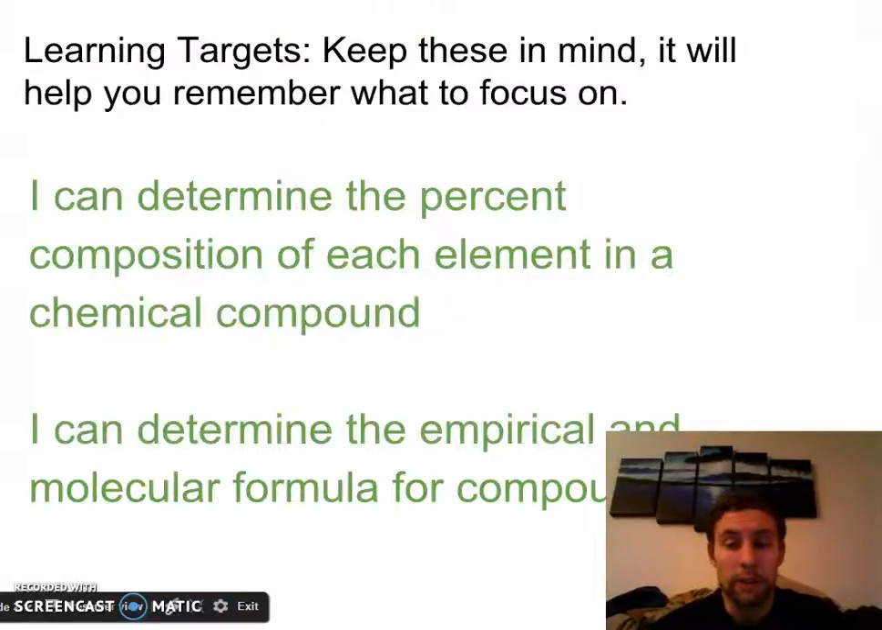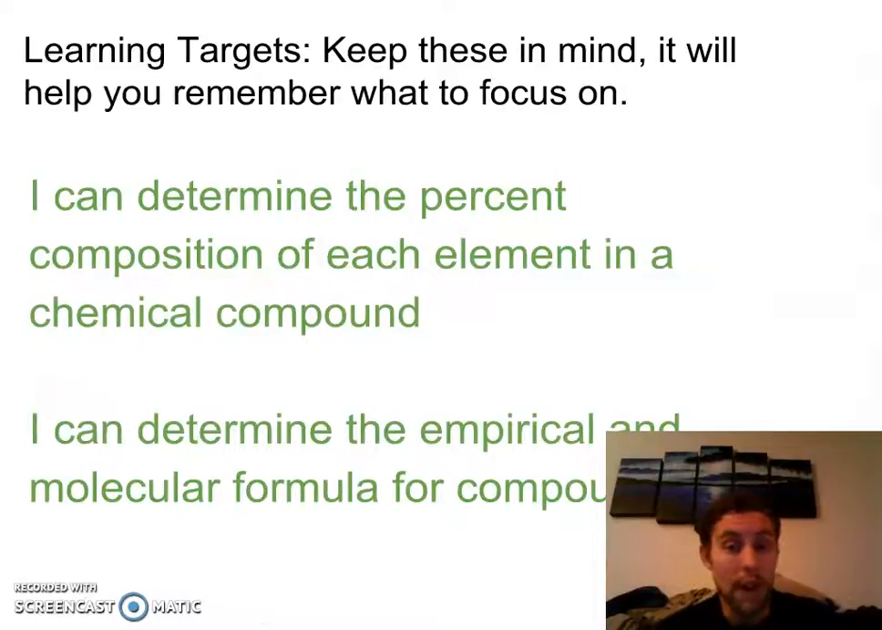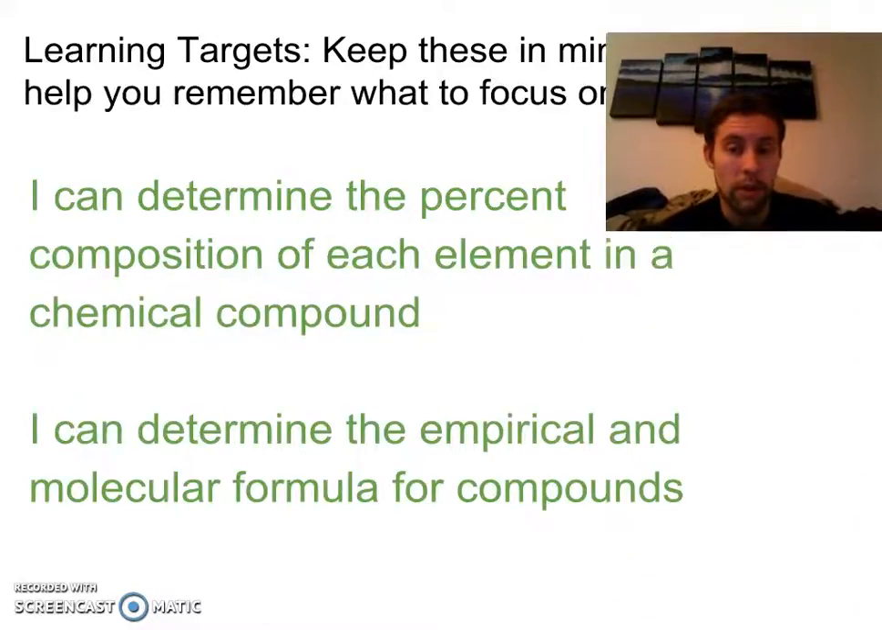So, learning targets. These are things that are useful to keep in mind, so it's helpful to know what to study, to look at, or try to do. Our first one: I can determine the percent composition of each element in a chemical compound. Also, I can determine what the empirical and molecular formulas are for compounds. I don't know what those are yet, but you will soon.